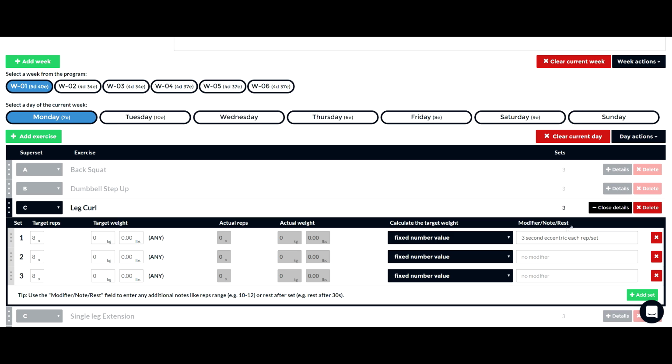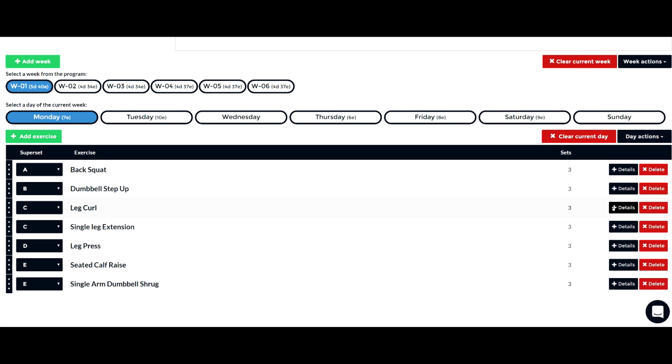Or something like this, where we have longer eccentric action, thereby increasing, as we discussed, the time under tension of the set. So instead of the time it takes to simply do 8 reps at standard pace, by controlling the eccentric, we're increasing the time that the muscle's under tension.